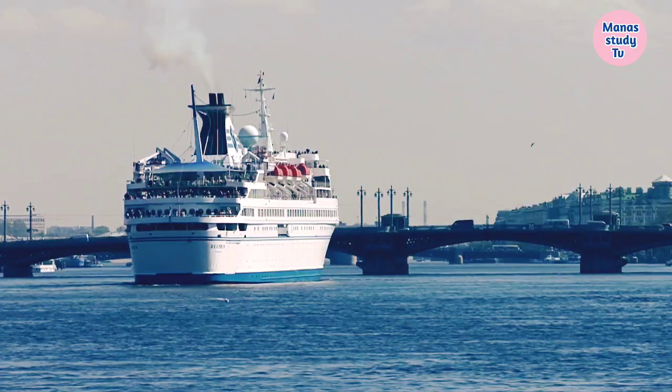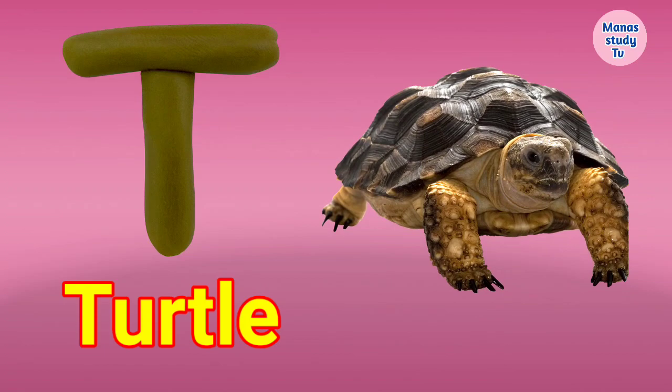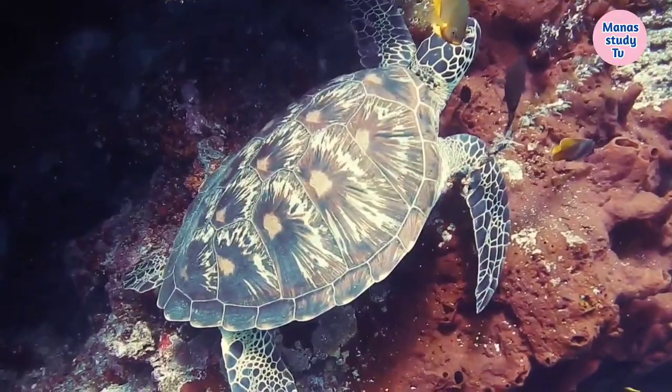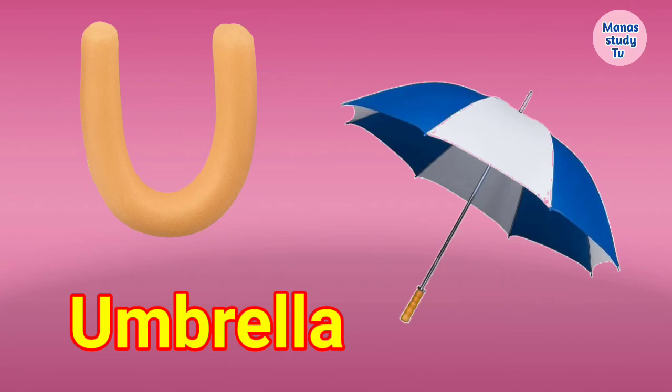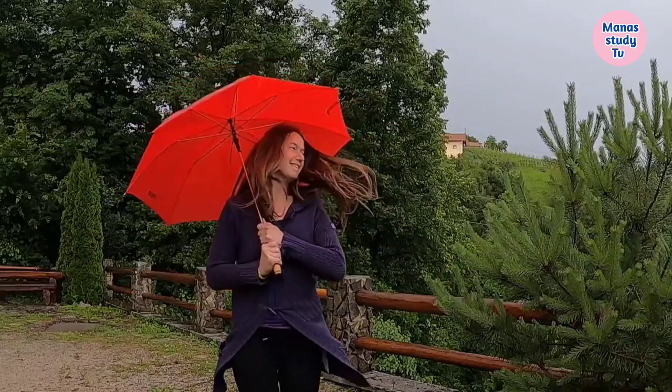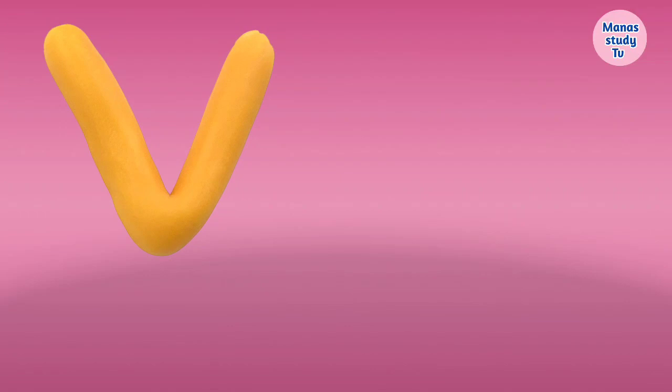T. T for turtle. Turtle means kachua. U. U for umbrella. Umbrella means chhata. V. V for van. Van means gaadi.